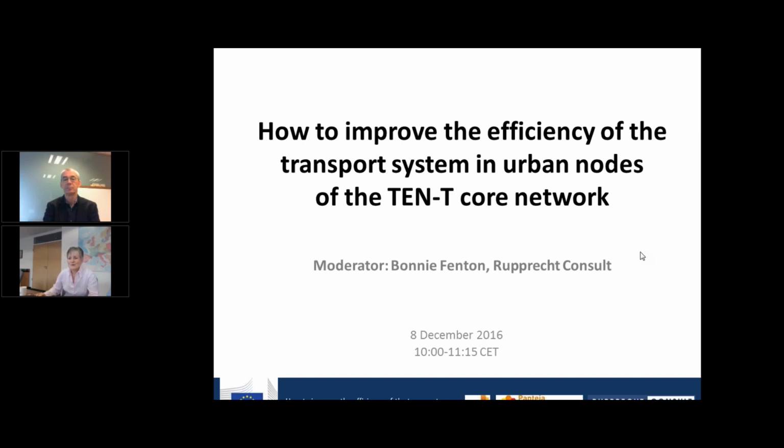So my name is Bonnie Fenton, and I work at Ruprecht Consult in Cologne, Germany, and I will be moderating today's session, which is, as you can see on your screen, how to improve the efficiency of the transport system in urban nodes of the 10T core network. So welcome to our session today. It's taking place on Thursday, the 8th of December, 2016. It's 10 o'clock in the morning, Central European time. And it happens to be a lovely day here in Cologne, Germany, where we're sitting.